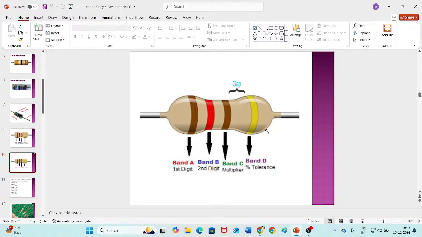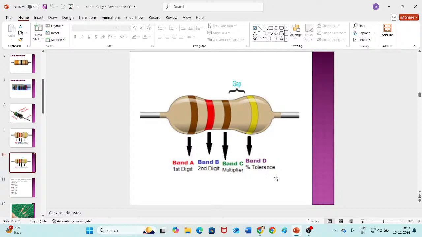Now if you see here, there are four bands which are shown here. You can see four bands. Among four bands, how to decide which is the leftmost band, which is band A, which is band D? How to distinguish between band A and band D? Because I have told you that band A is digit 1, band B is digit 2, band C is multiplier, and band D is percentage tolerance.